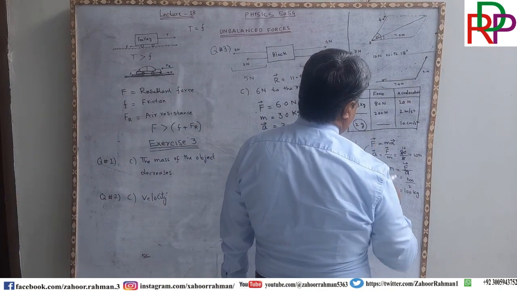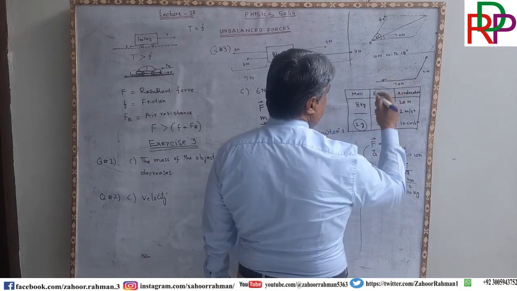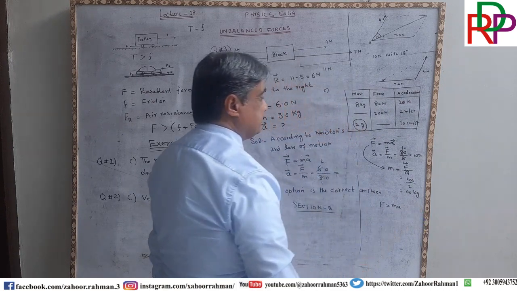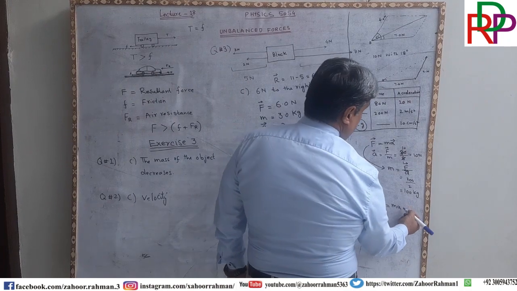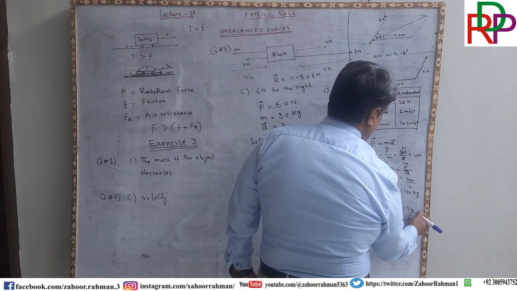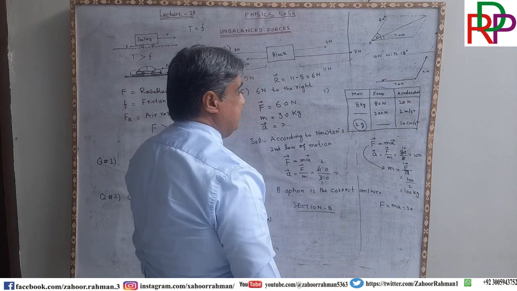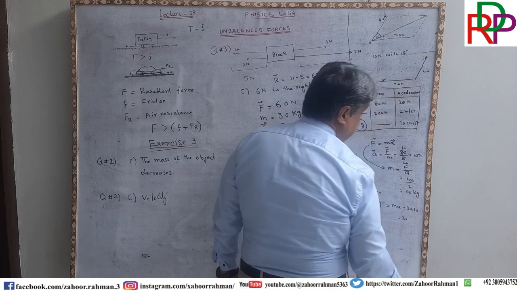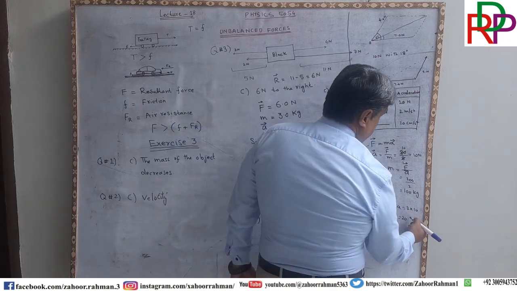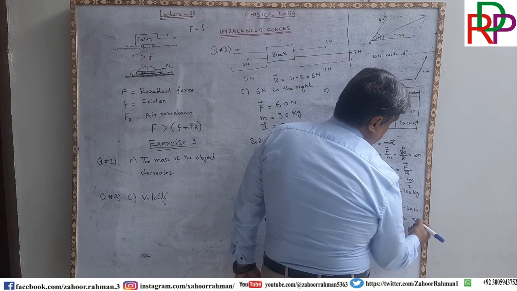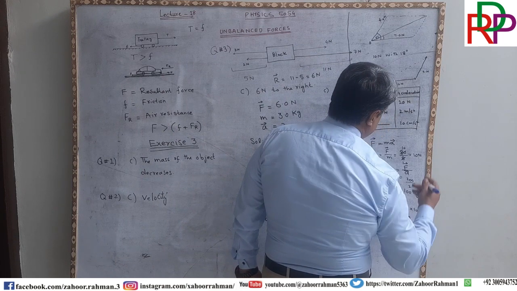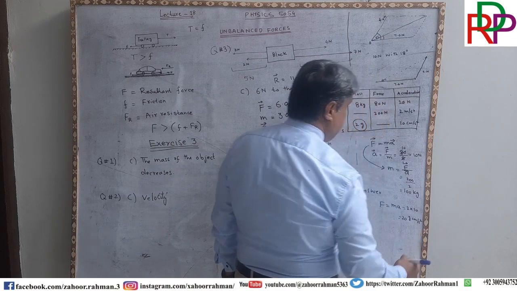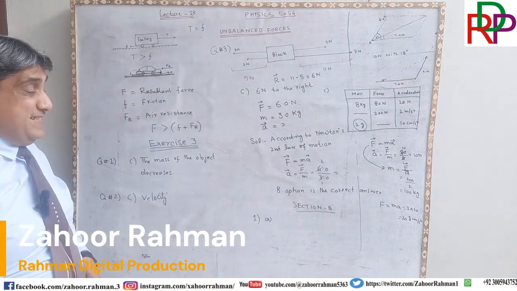So we have to find this, or we can do it like this. F is equal to MA, and when F is equal to MA, we can write 2 multiplied by 10. So you have to write the answer like this: 2 gram centimeter per second square. 20 is the answer.